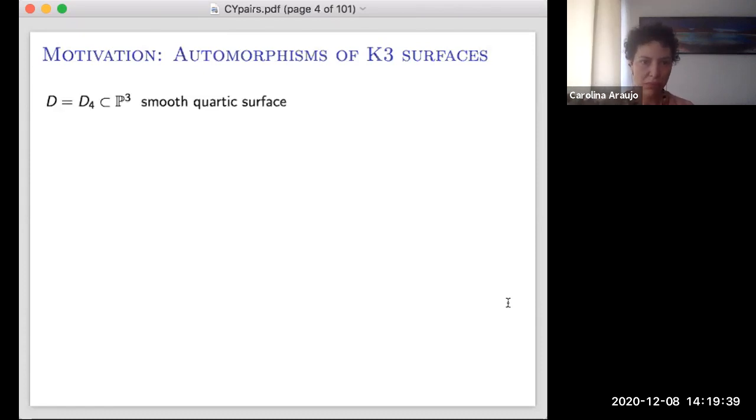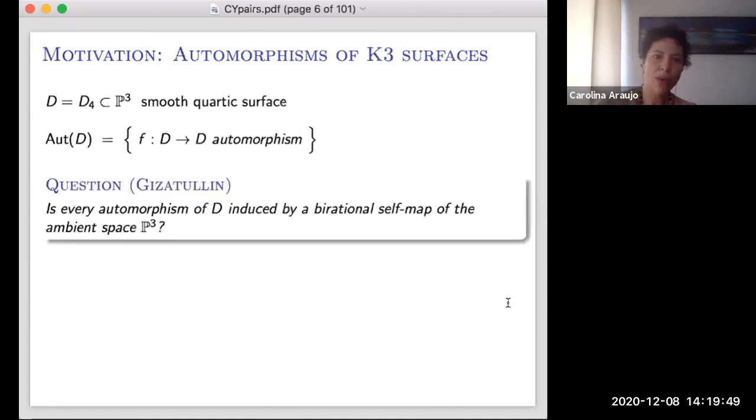So we now fix a smooth quartic surface in P3, and we are interested in understanding its automorphism group. So there is this question of Gizatullin, which asks whether every automorphism of such a quartic surface D is induced by a birational self-map of the ambient space. So we learned of this question in a paper of Oguiso, where he actually constructed some very interesting examples. In particular, he answered this question negatively.